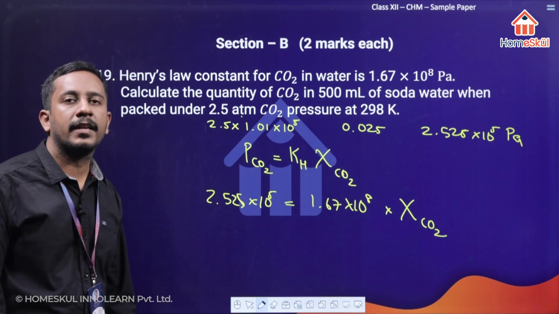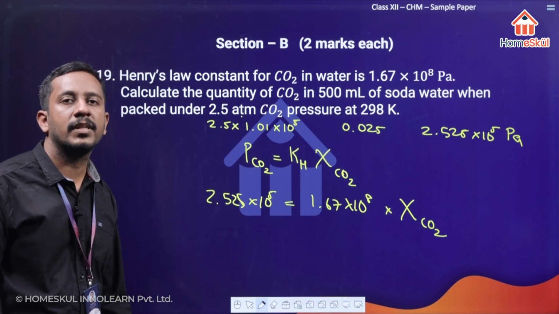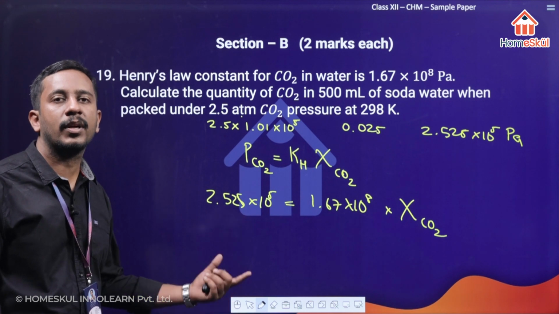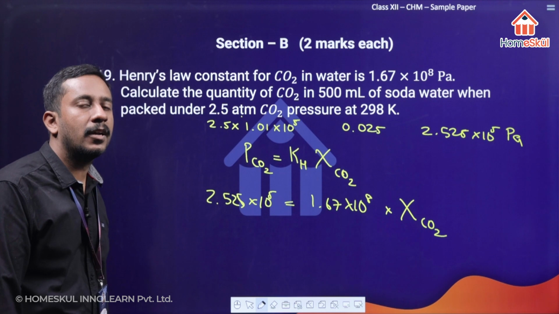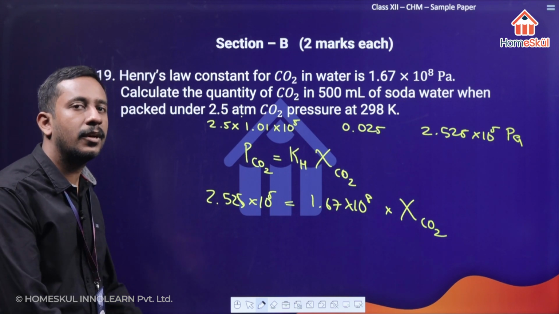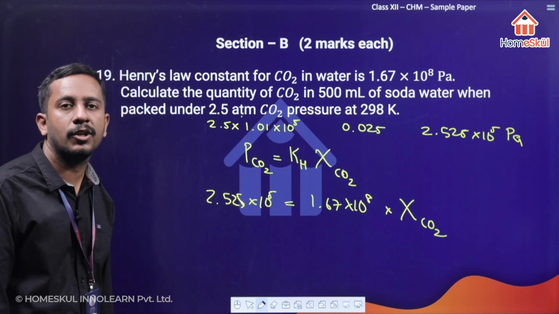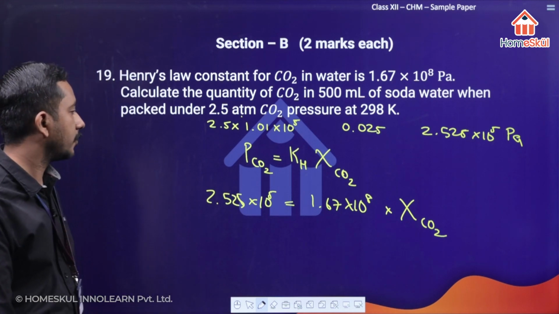So if we know the mole fraction, from that we can calculate the number of moles, and if we multiply it with the corresponding molecular mass of carbon dioxide, we will be getting the amount of carbon dioxide, or the weight of carbon dioxide that is present. So the steps are going to be easy. We only have to concentrate on the numerical simplifications.